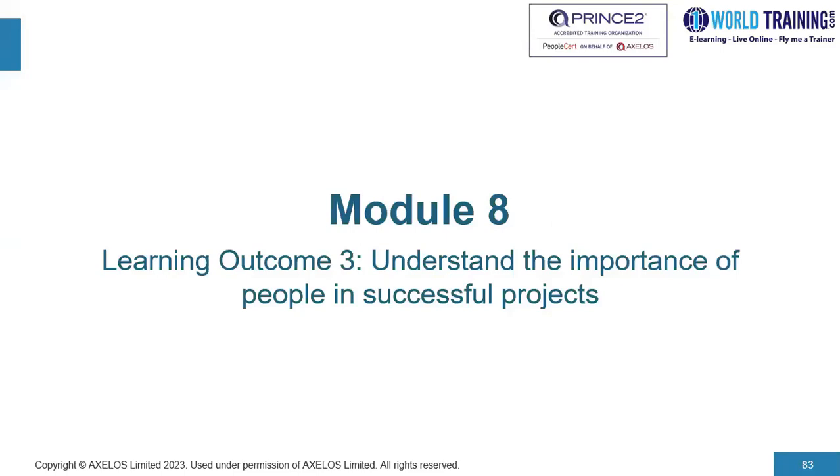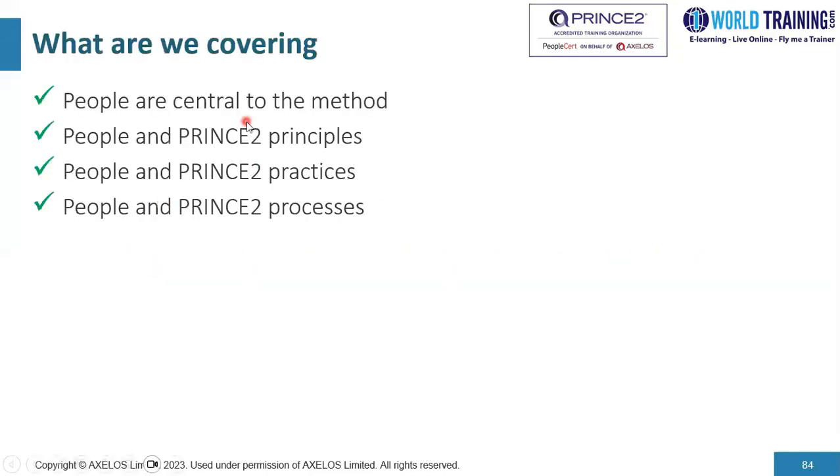Welcome to module number 8, and we are continuing our thinking along the lines of learning outcome number 3, understanding the importance of people in successful projects. What are we going to cover in this particular module? We're going to cover the following key topics. People are central to the method, people and the PRINCE2 principles, people and the PRINCE2 practices, people and the PRINCE2 processes. So these would be the areas of our focus in this particular module.